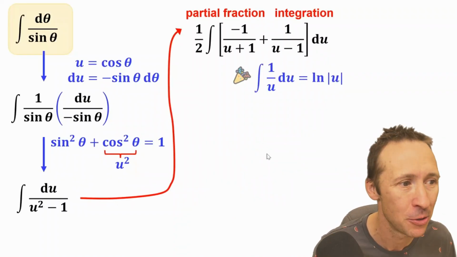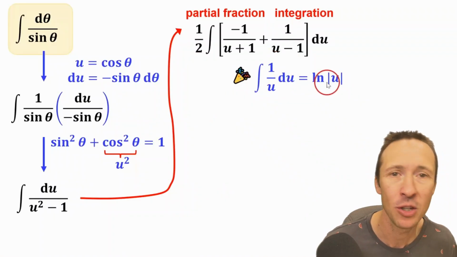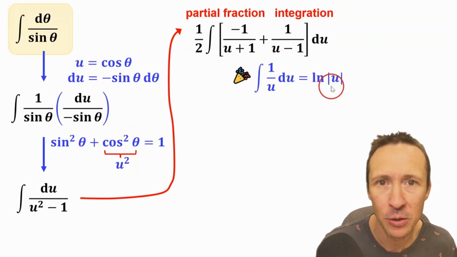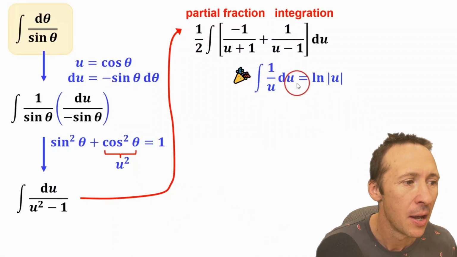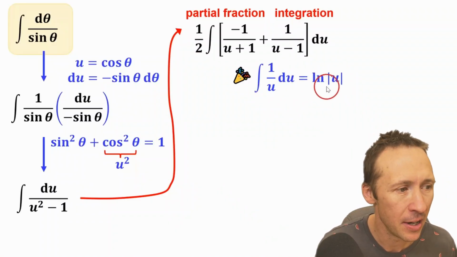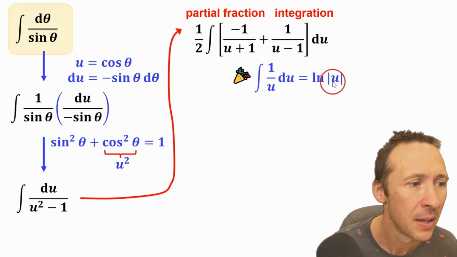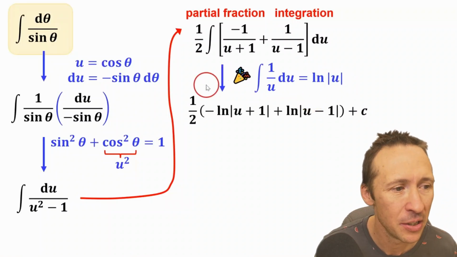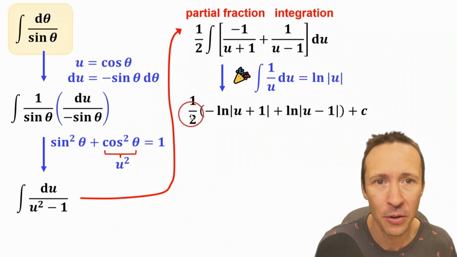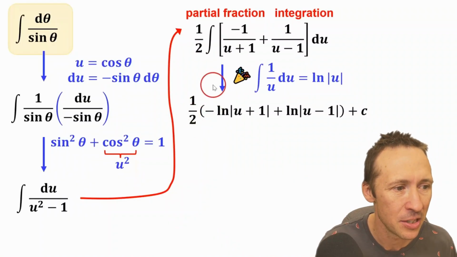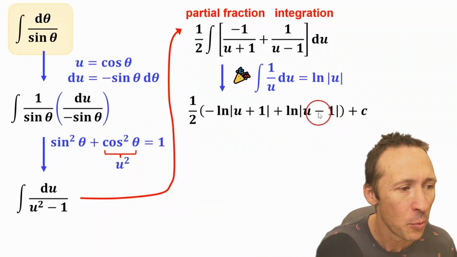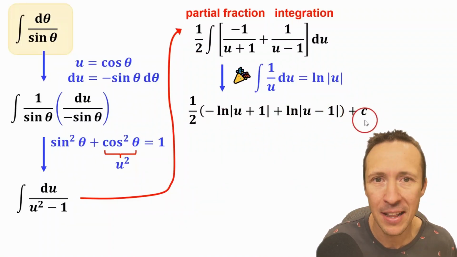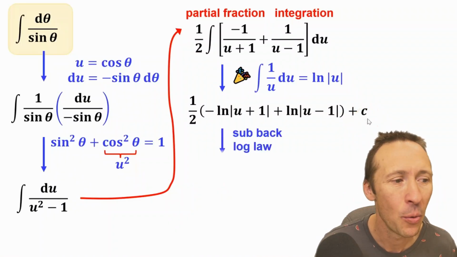We're in familiar territory. The integral of 1 over u is ln of u. We need to slap absolute value signs because u can be negative in the fraction here, but we can't have a negative number in a log. So we have that there. And if we do this integration, we get 1/2, which is along for the ride, times our negative, which is still there, ln of u plus 1, plus ln of u minus 1 with our absolute value signs, plus our friend, the integration constant. And we're pretty much done.